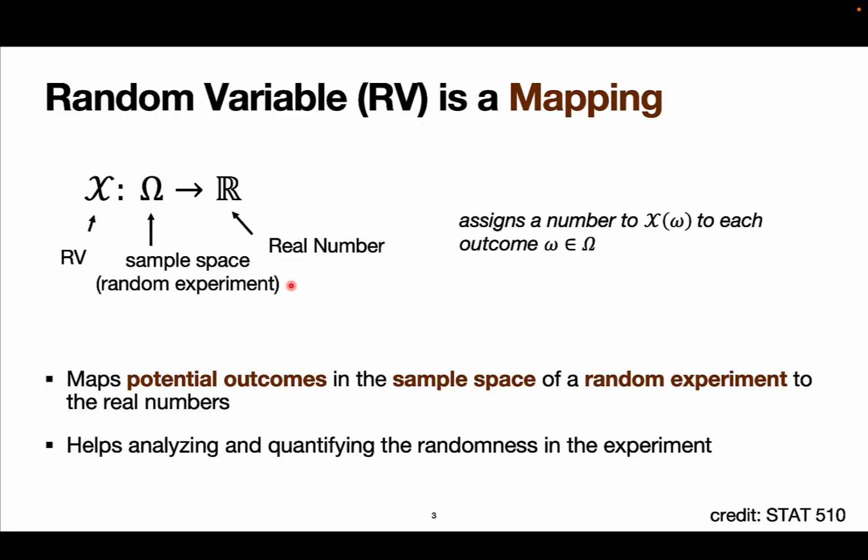probability distribution is. A random variable, represented by script X, maps potential outcomes in the sample space of a random experiment, which is represented by the big omega, to real numbers. This is very helpful in analyzing and quantifying randomness in experiments.